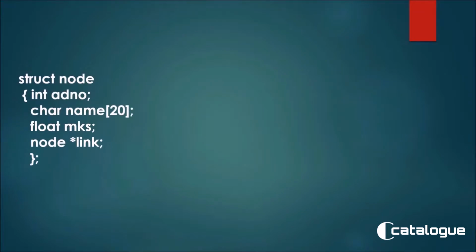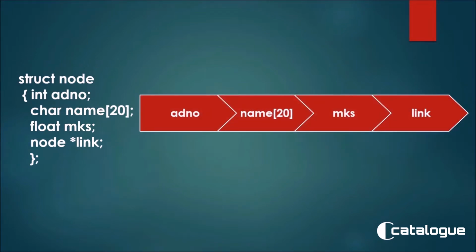So coming to the structure of a student, we'll be considering this structure as a node. The structure would have an admission number, a name, then marks, then the node star link, which is the self-referential structure. A self-referential structure is a structure which has a pointer which contains the address of a similar kind of structure. So this would be the link portion which will contain the address of the next nodes. So that's how a node would look like.